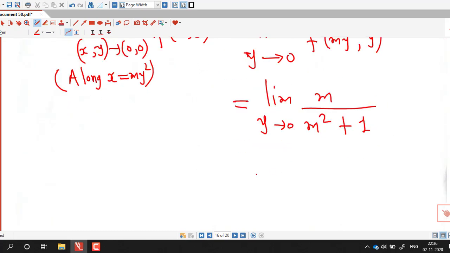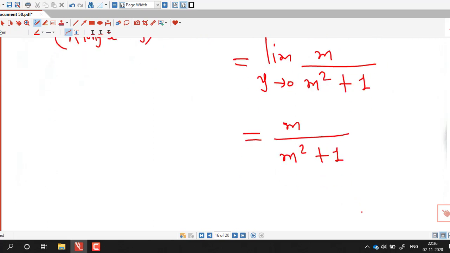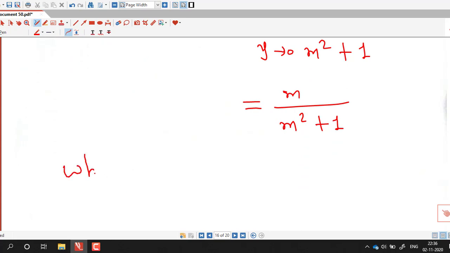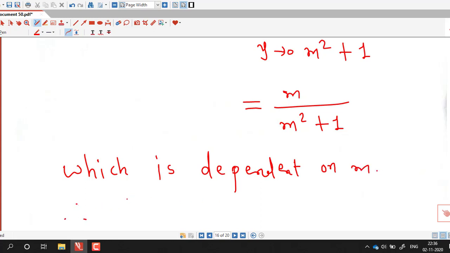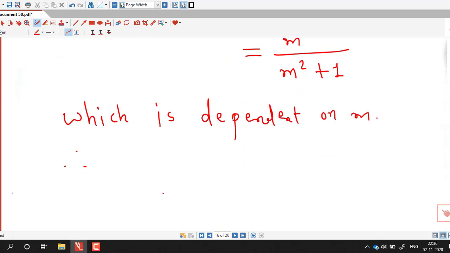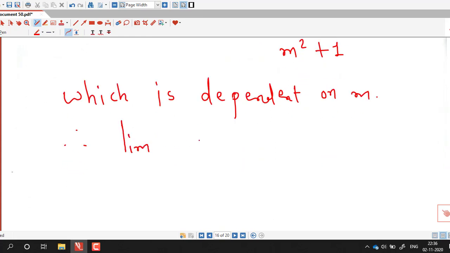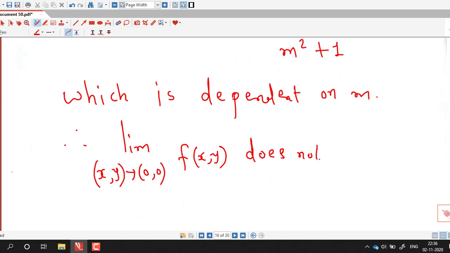So therefore limit is m over m square plus 1. So this is also dependent on m, which is dependent on m. Therefore limit does not exist. Limit of f(x,y) as (x,y) approaches (0,0) does not exist.